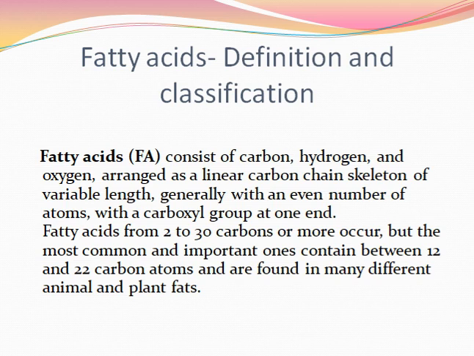It consists of carbon, hydrogen and oxygen arranged in a linear carbon chain skeleton of variable length, generally with an even number of atoms, that is C4 to C30, with a carboxyl group at one end. The fatty acids are ranging from C4 to C30 carbon atoms. More occur, but the most common and important ones contain between C12 and C22 carbon atoms and are found in many different animal and plant fats.